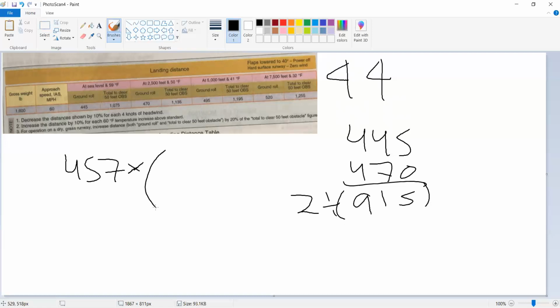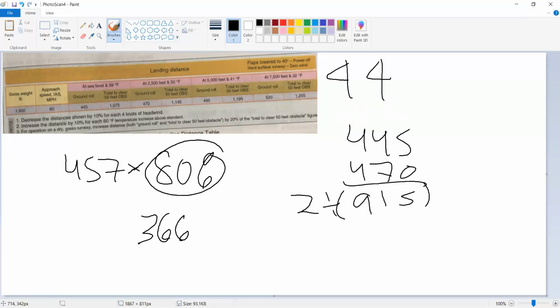Right, and we cannot multiply by 100% because of the knot situation. We have 8 knots. So every 4 knots goes by 10. So we have 8 knots, so we subtract 20 from 100, and that gives us 80%. Right? So we multiply that, and we get our answer. So that will be 457 times 0.8, and that's 366.